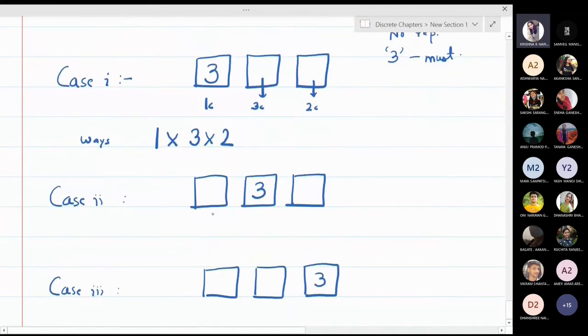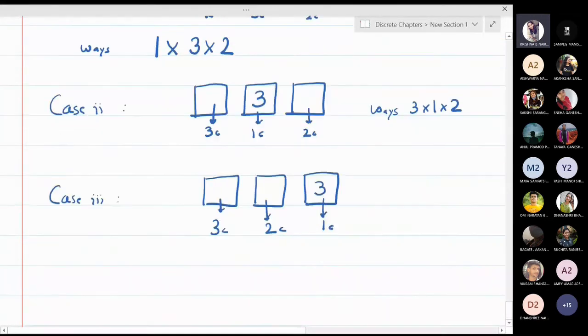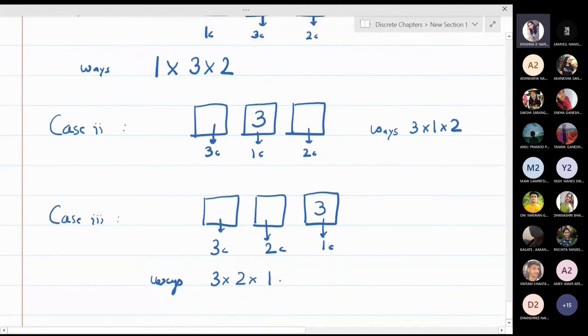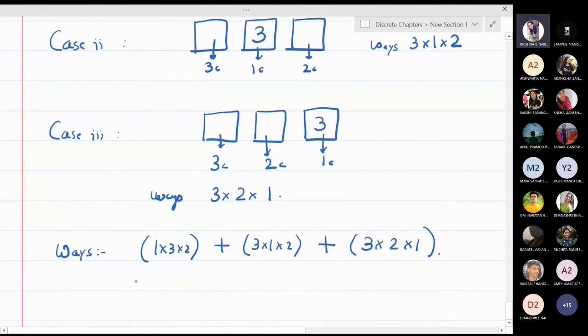Similarly, for the second case, here you have 3 choices and here you have 2 choices. So in the case 2, the number of ways will be 3 into 1 into 2, because this is a 1 choice. And in the case 3, here you again have 3 choices, 2 choices, and here you have only 1 choice. So the number of ways in the third case will be 3 into 2 into 1. So you can have any one of these cases in the picture. So the total number of ways is 1 into 3 into 2, or 3 into 1 into 2, or 3 into 2 into 1, which comes up to be 18.